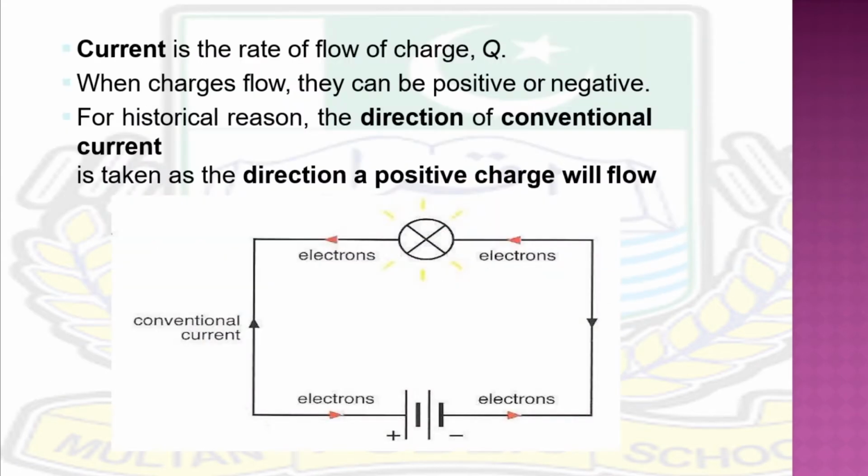So first we have to know what is current. Current is the rate of flow of charge, Q, and when charges flow, they can be positive or negative. For historical reasons, the direction of conventional current is taken as the direction a positive charge will flow. And here in the circuit diagram, you can easily see the direction of a conventional current, that is from positive to negative.